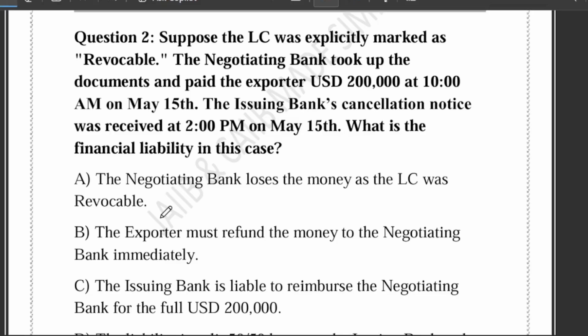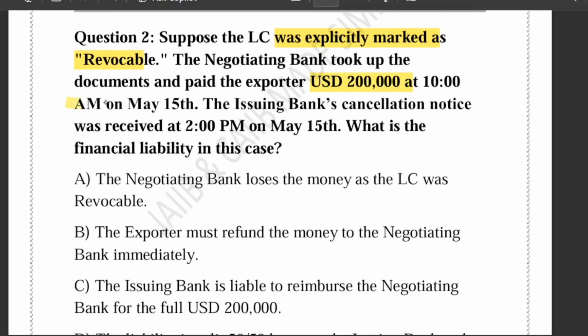Now this is the second part of the question. This is the tricky question. Suppose the LC was explicitly marked revocable. The negotiating bank took up the documents and paid the exporter $2 lakh at 10 AM on 15th May. The issuing bank's cancellation notice was received at 2 PM on 15th May. What is the financial liability in this case? In the previous case, it was not explicitly marked, rather it was implicit. Now they have explicitly marked it as revocable.